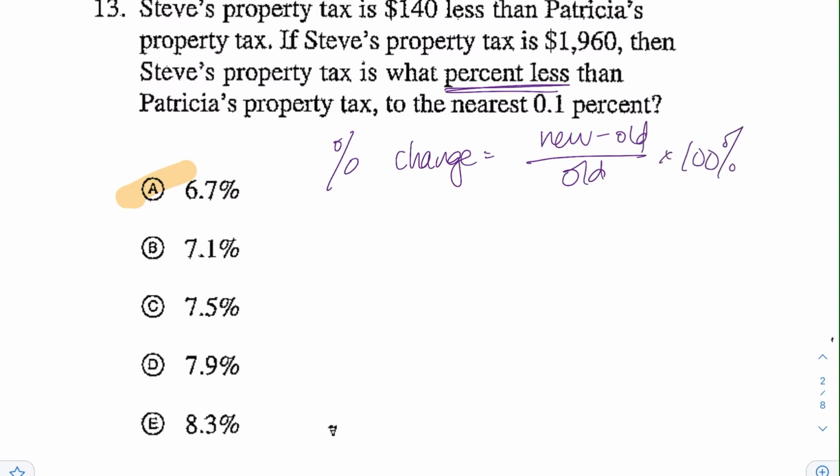So in this case, we have to find Steve's property tax versus Patricia's, and Patricia's is the original or the old value. So because Steve's is Patricia's minus 140, you know that Steve is 1960, and that's equal to P minus 140. So to solve for Patricia's property tax, you have to add 140 to both sides.